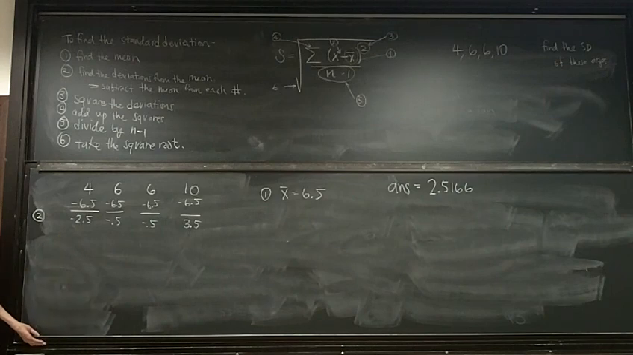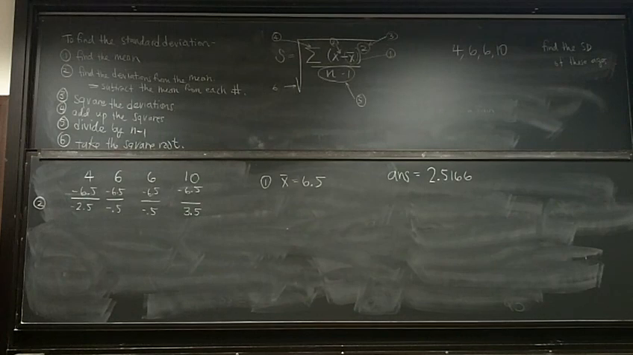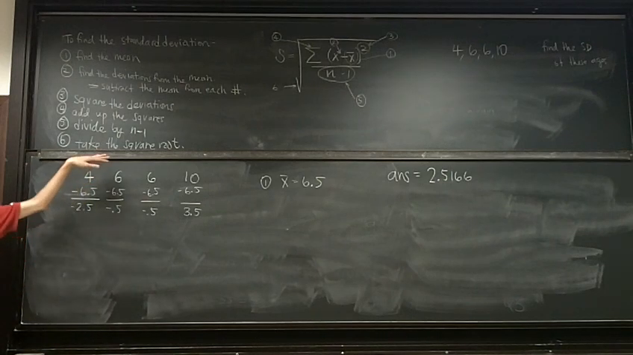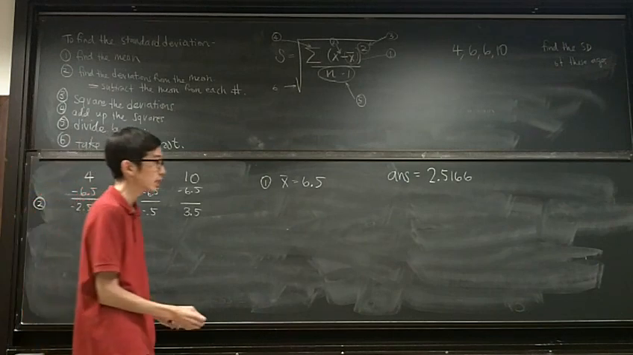Since the mean is in the middle, shouldn't one of the 6's be a positive number? No. Just subtract the mean from each number. The mean is not in the middle. The mean is the balancing point. I think you're getting the mean mixed up with the median.